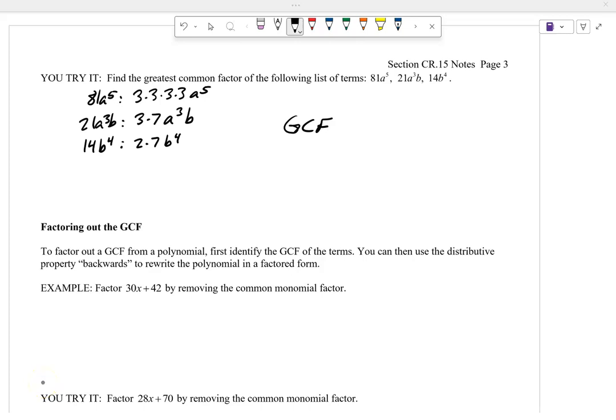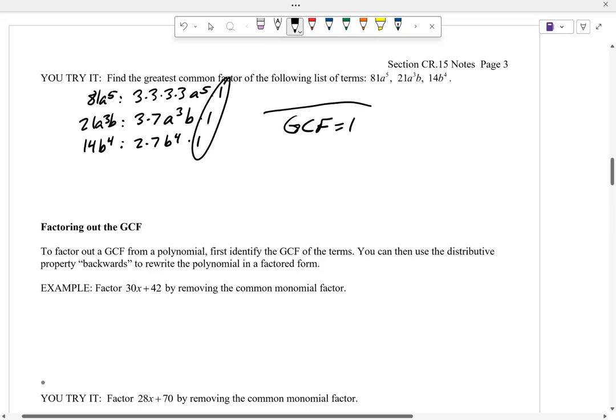Notice this one after I factor it all out. Not all of them have a 3. Not all of them have a 7. Not all of them have a 2. Not all of them have an A, and not all of them have a B. So what's my GCF? Well, everything is multiplied by 1. I guess my GCF is just 1 on this annoying problem here.